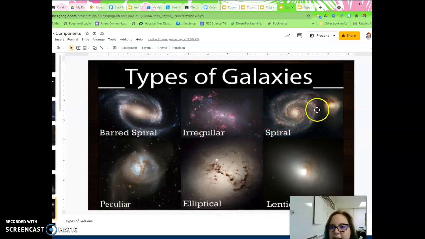Barred spiral is similar to a spiral in that it still has those arms that come off of it, but it typically just has one arm that comes off of one single bar off the middle with that dent center. Irregular, like I said, is just a blob. Elliptical tends to be more not necessarily spherical shaped, but it's got more of that circular or ellipse, like egg almost type shape to it.